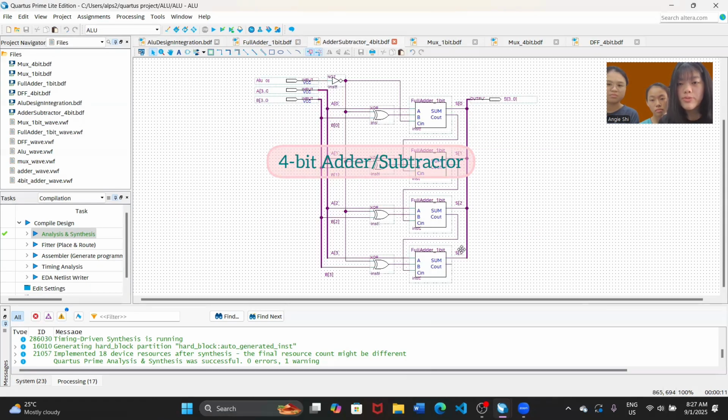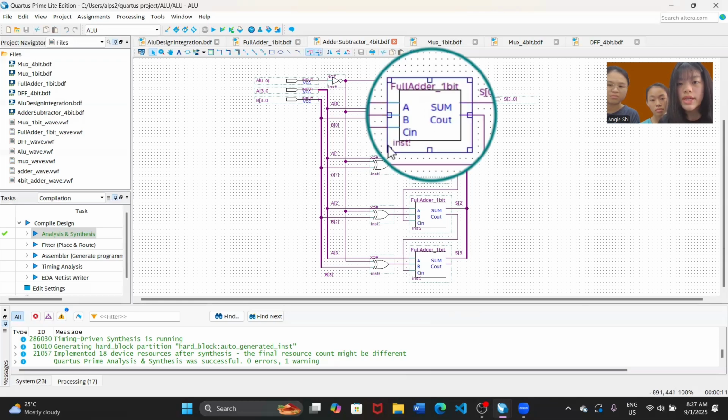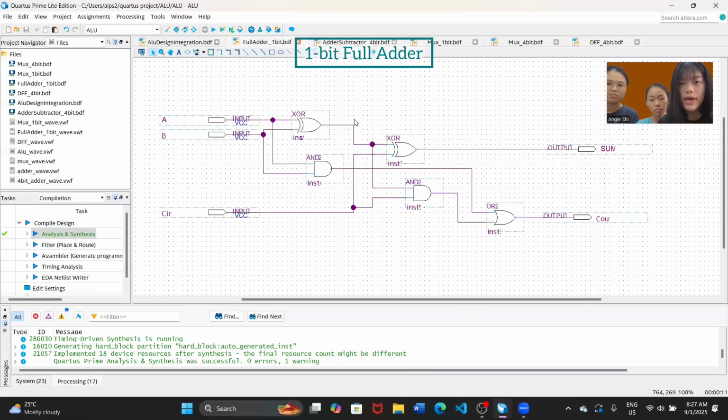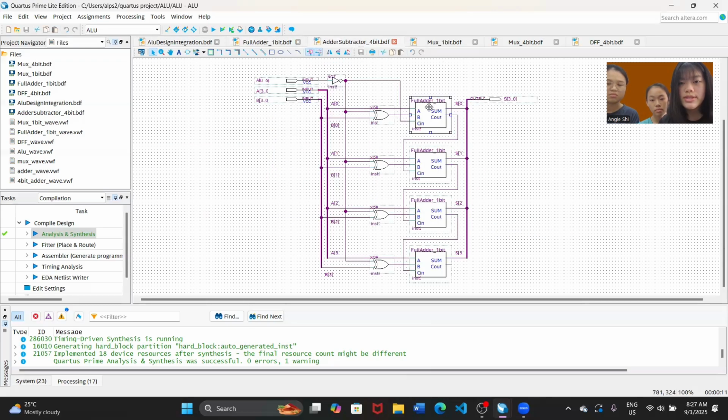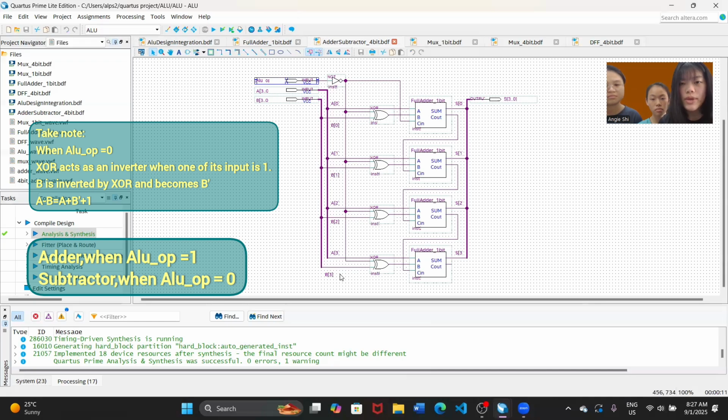So a 4-bit adder or subtractor is made using four full adders and 4 XOR gates. The rectangular box right here is the symbol we created from the 1-bit full adder, so it is actually a 1-bit full adder. The ALU operation is controlled by an inverter, and this inverter determines the function of this design. When the ALU operation is set to 0, the inverter will invert the 0, so it becomes 1. Therefore, the design will perform a 2's complement operation for subtraction.